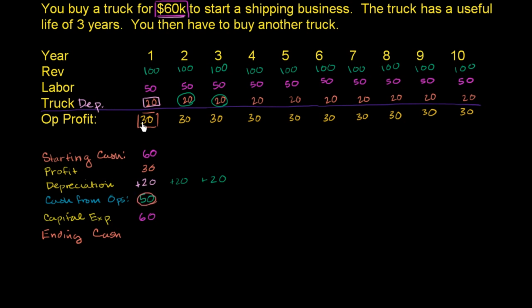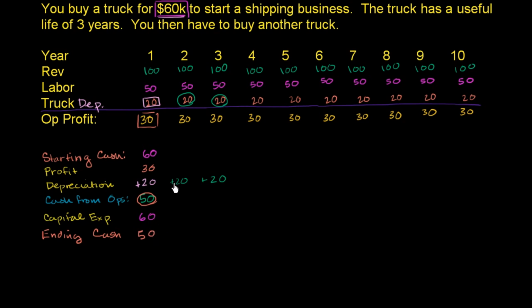And that makes sense because our revenue was $100,000. Just the labor, the cash labor, people's salaries were $50,000. So that's $50,000 of profit. This was not a cash expense. So from our operations, we had $50,000. But then we did have the capital expenditures of $60,000 for the actual truck. So our ending cash would be 60 plus 50 minus 60. So our ending cash is going to be $50,000.